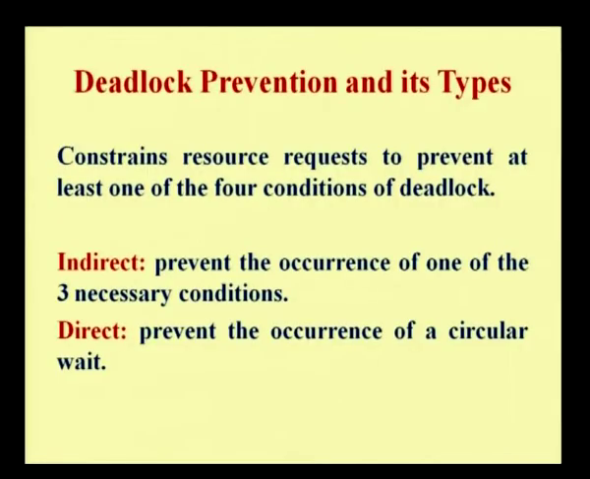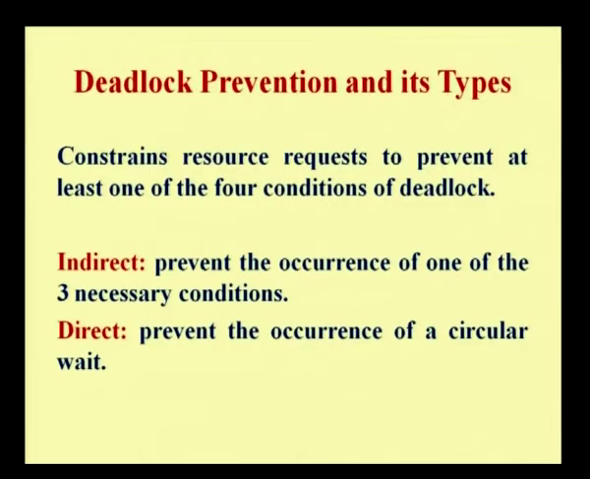Now we will see the different types of deadlock prevention. As far as deadlock prevention is concerned, it is broadly classified into two groups. One is called a direct approach, the second one is called an indirect approach. First, we will see the indirect approach, then we will go on to the direct approach. I suppose you might know the necessary conditions for a deadlock.